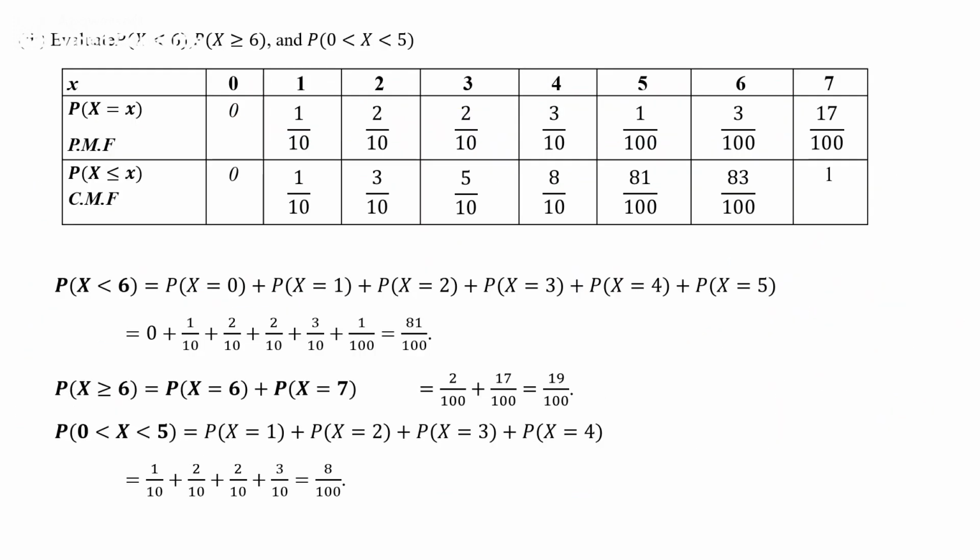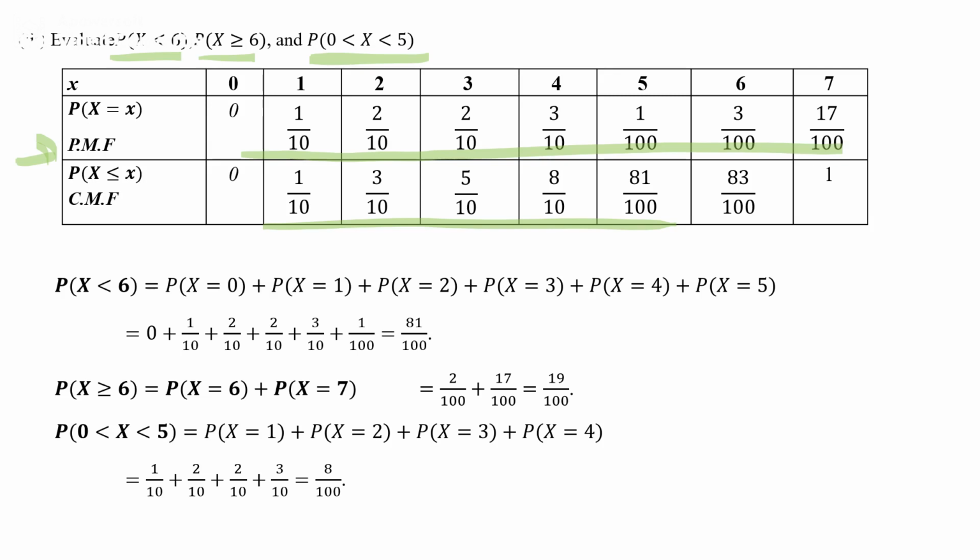The third part of the problem is that we have to evaluate probability X is less than 6, greater than or equal to 6, and between 0 to 5. So this is the table. This is the probability mass function. These are the cumulative mass function.